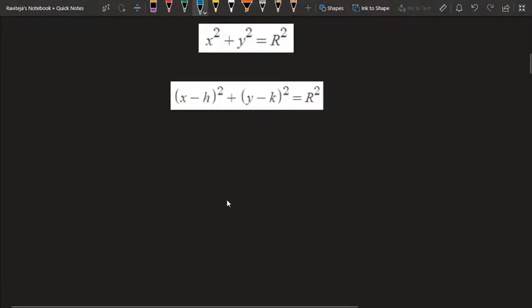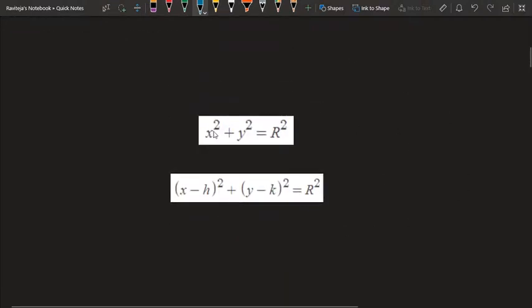And as we move on, we see those two equations right here. x squared plus y squared equals r squared, and (x minus h) squared plus (y minus k) squared equals r squared. These are the two equations you'll be dealing with most commonly when graphing circles, and we're going to learn today how to gather the proper information from them to then graph the circle.